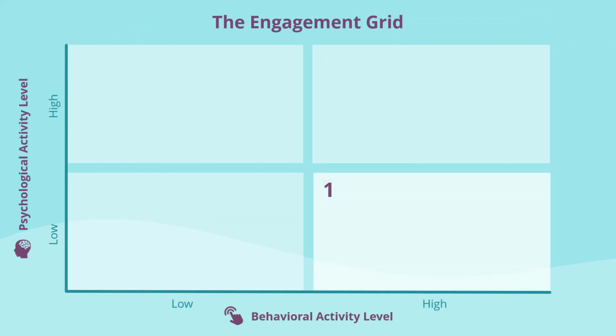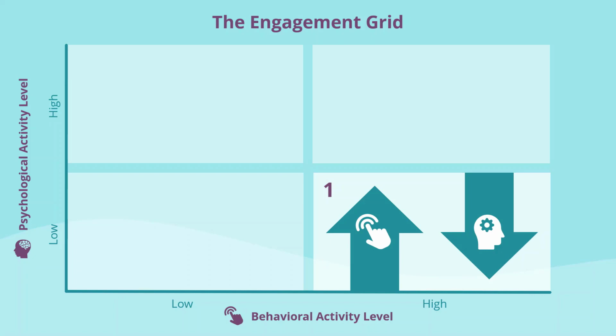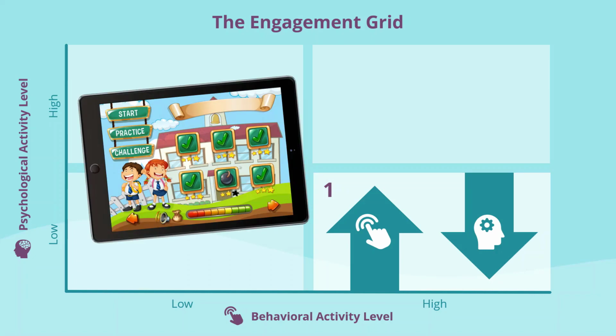Quadrant 1 includes activities that are high in behavioral engagement, but low in psychological engagement. This might include an educational narrative game with interesting characters and some cool challenges, but that doesn't actually encourage relevant mental activity for learners to master the learning objectives.